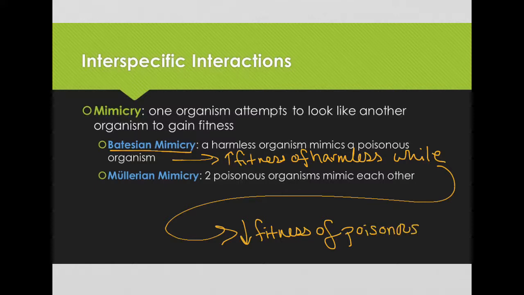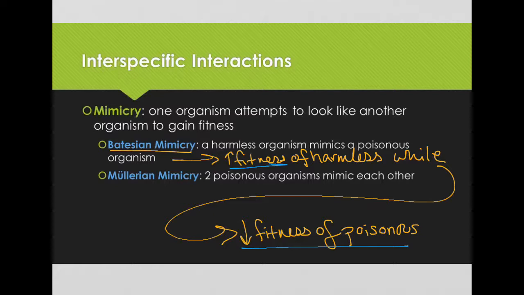It increases the fitness of the harmless one because, let's just say, a predator tries a poisonous one, it gets sick, and then it comes across the harmless one, but it looks like the poisonous one. Therefore, the harmless one doesn't get eaten. That's an increase in fitness. However, let's say that poison experience gets watered down when not all the organisms are actually poisonous, so that decreases the fitness of the poisonous organisms.